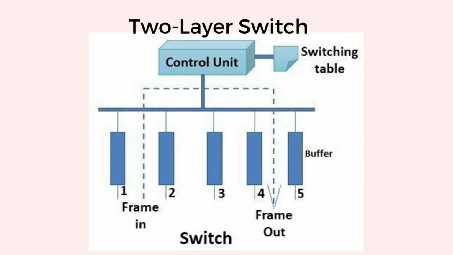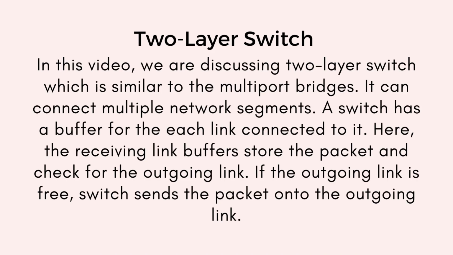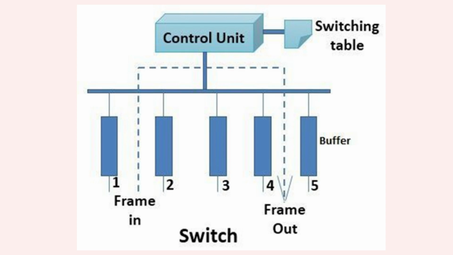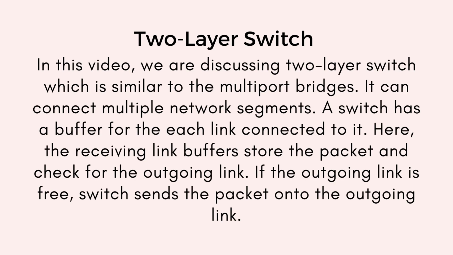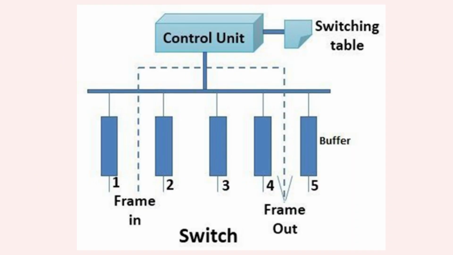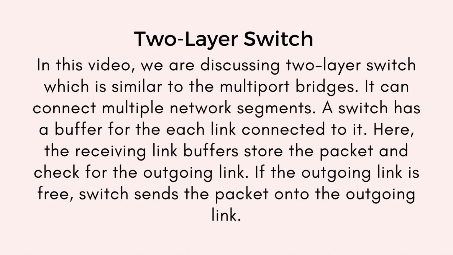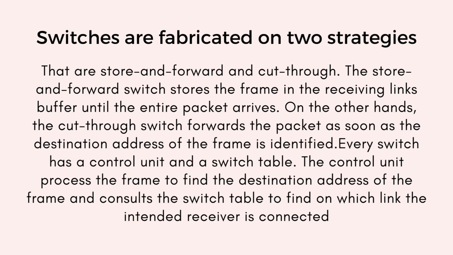Two-layer switch. In this video, we are discussing the two-layer switch, which is similar to the multiport bridges. It can connect multiple network segments. A switch has a buffer for each link connected to it. Here, the receiving link buffers store the packet and check for the outgoing link. If the outgoing link is free, the switch sends the packet onto the outgoing link. Switches are fabricated on two strategies: store and forward, and cut through.